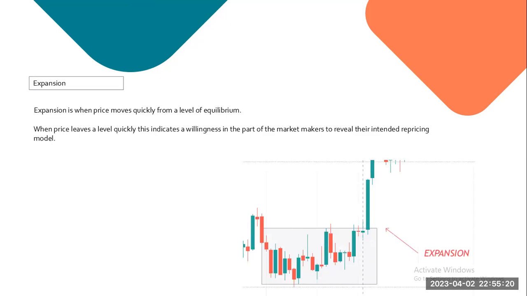So this is an expansion. You see price here in consolidation in a trading range, and you see this large green candle here. It left the range. That is expansion, making a higher high to this high and to this high. It left the range up. So that's expansion in the buying format.